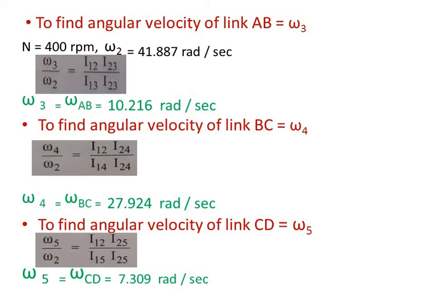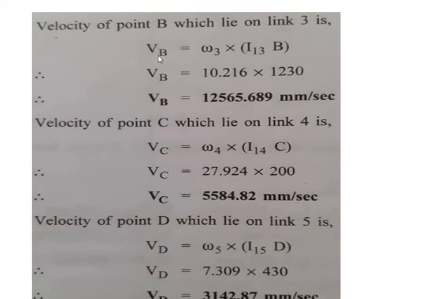Now when you calculate this, you will not get exactly these values, but you may have some error because of the scale which you are taking. The scale may be different or there may be some graphical error. So plus minus 2 radian per second variation is allowed for these values. Now next is to find the velocity of points B, C and D.